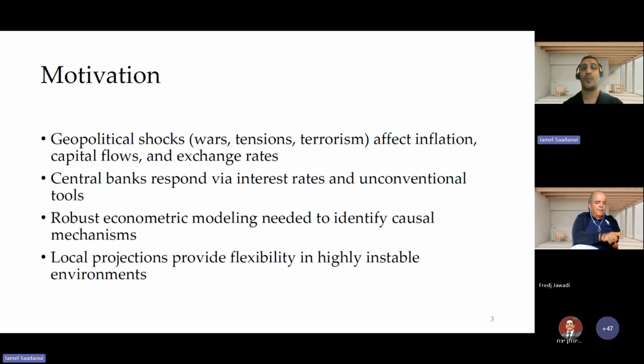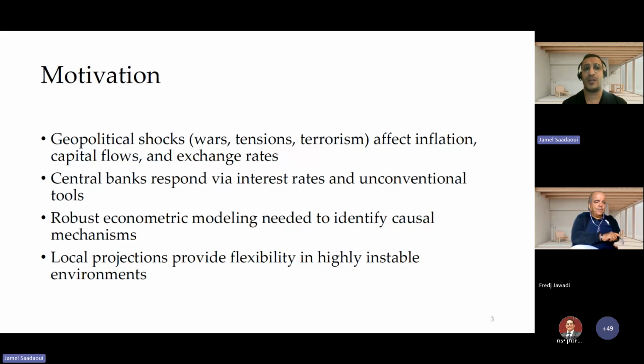What do we mean by robust econometric modeling? If you're a macroeconomist, you know that you are very interested in estimating impulse response functions. And to estimate impulse response functions, basically you have two main tools. The VARs, the vector autoregressions, coming from the works of Christopher Sims in the 80s, and the local projection methodology coming from the works of Oscar Jorda in a paper in the mid-2000s.